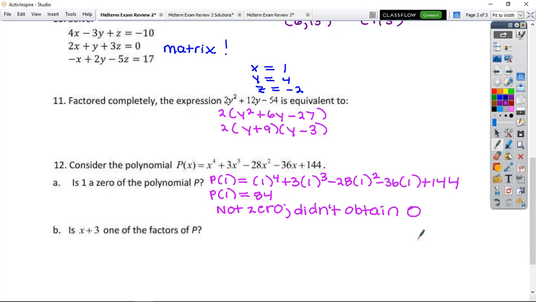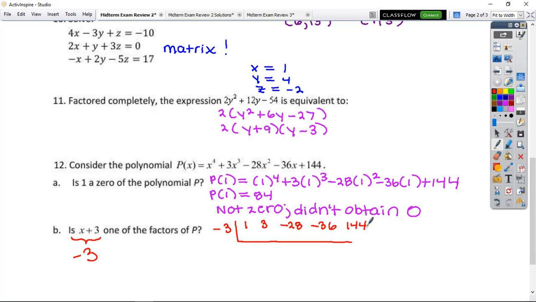So lastly, part E, is x plus 3 a factor? What do you have to do with this 3 when it's a factor? Switch it to -3. Right? Only when it's a factor. So this one I'm going to do synthetically to see you've got both methods on here. I'm going to go 1, 3, -28, -36, and 144.